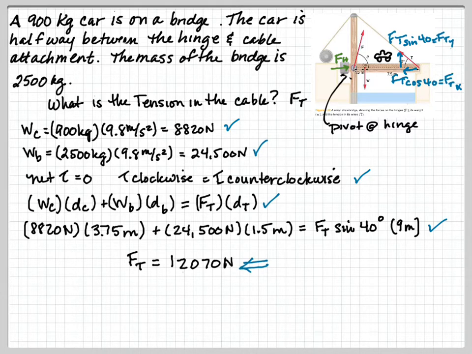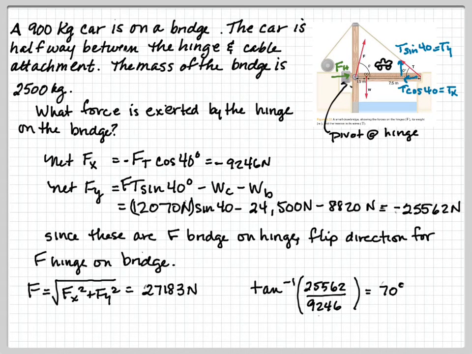But we don't know what direction that force is yet. We don't know a lot of other things. Well, I guess we do know the direction. It's 40 degrees. It was given to us. We don't have to find that. But what we do have to find next is what force is exerted by the hinge on the bridge.